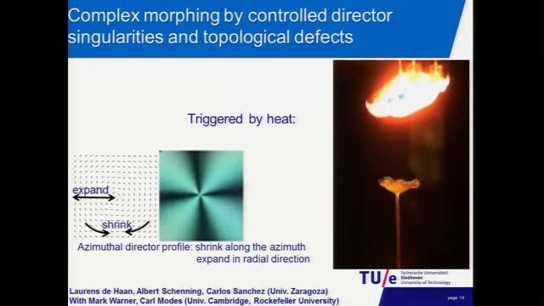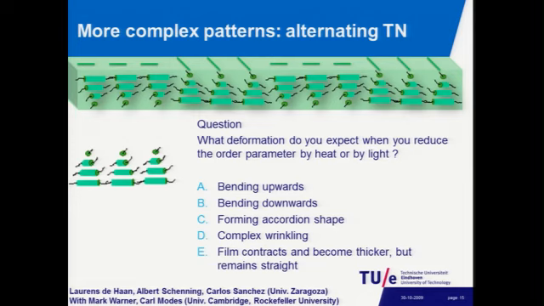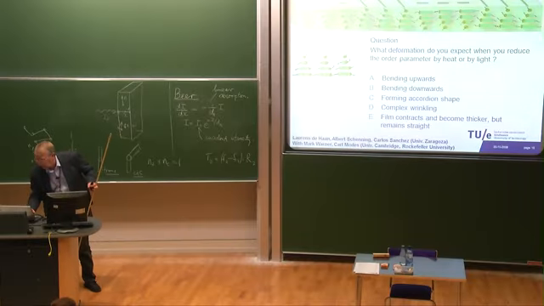Well, these are, of course, still simple structures. You can also make it more complicated, and that brings me to the next question. Suppose we would make a system where we have twisted orientation, but we are alternating the twist. So here it is like this, here it is like this, here it's like this, and so on. So now the question is, and maybe I should already activate.